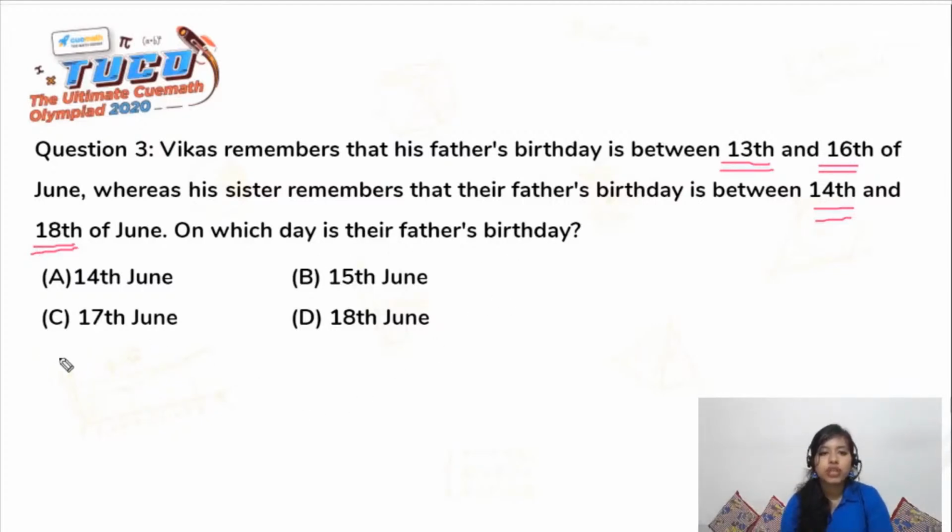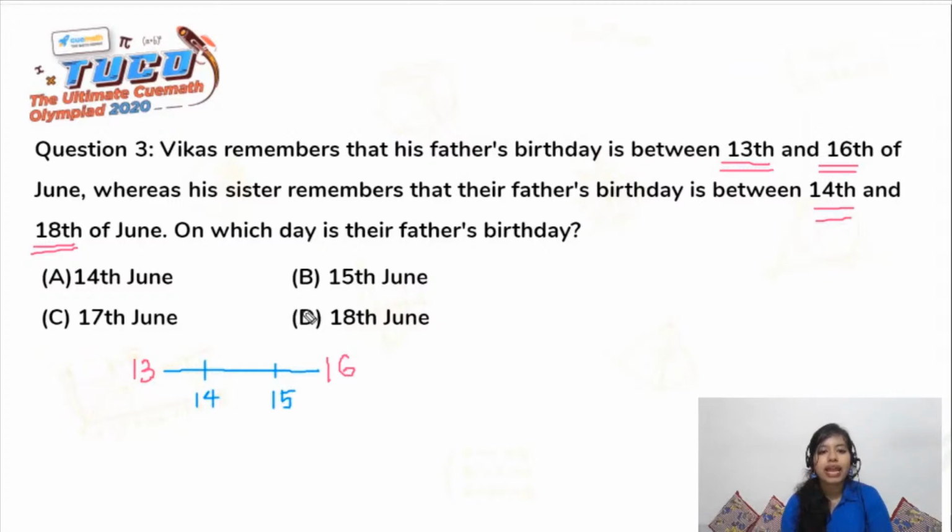Okay, so now let's say that Vikas says his father's birthday is between 13 and 16. Right? It is between 13 and 16, which means that I cannot include the 13 and 16 dates. What could be the possibilities? It could be only 14 and 15.